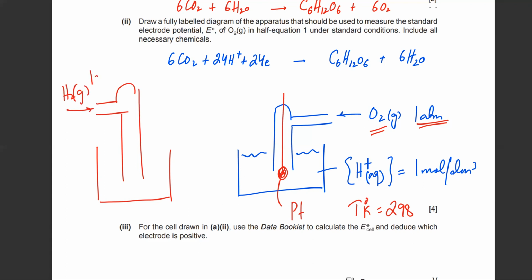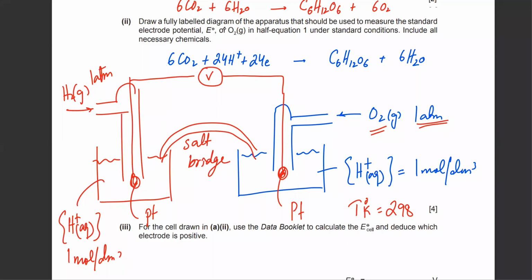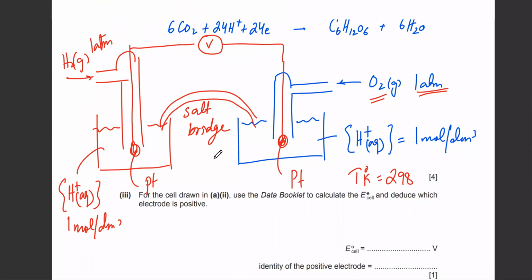It's a 4-mark question, so it's going to be 1 atmosphere pressure, and there's going to be a platinum electrode as well, and the solution will have H+ aqueous ions with a concentration of 1 mole per decimeter cube. And then you're going to connect the 2 electrodes together. So there's going to be a voltmeter and a salt bridge as well, and you're going to label the salt bridge too. So remember, these diagrams are very important. Usually the question starts with a diagram.